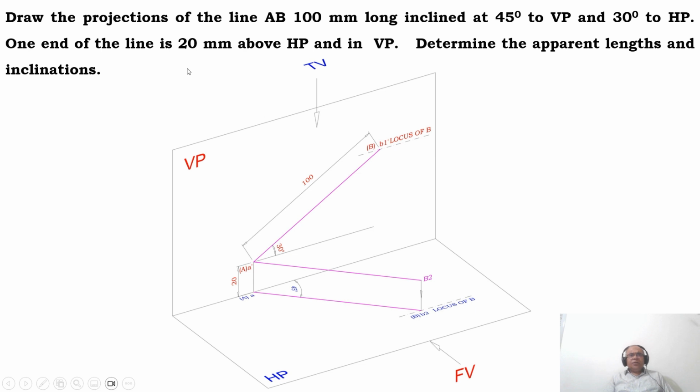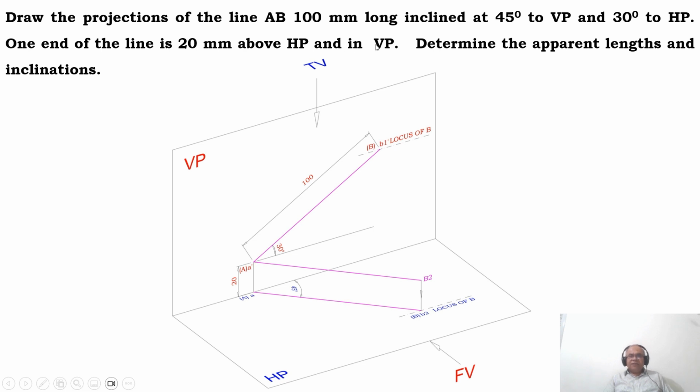And the 100 mm line is also inclined at 45 degrees to VP, which can be seen in HP. Since the point is in VP, when you look from the top view, it will be on the XY line. So from the XY line, you draw a line inclined at 45 degrees to VP. But where exactly will that point be? That point is 20 mm above HP. You can see that point here. Why? Because we have to take 20 mm above HP, since the distance above HP is seen in VP.